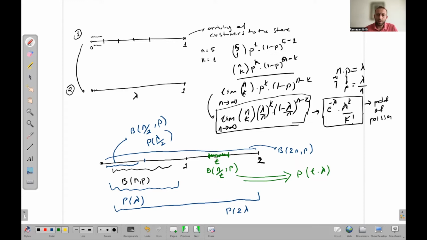And the location of this time interval is not important. Regardless of the location of this time interval, I can just use the length of the interval. So this t can be here, or here, anywhere. The important thing is the length of that time interval, because the approximation from binomial distribution to the Poisson distribution is based only on the length of the time interval. So please keep that in mind.